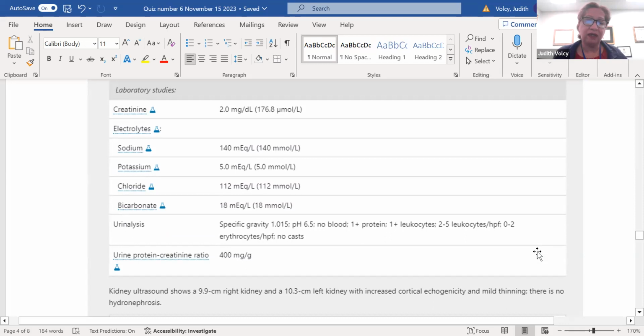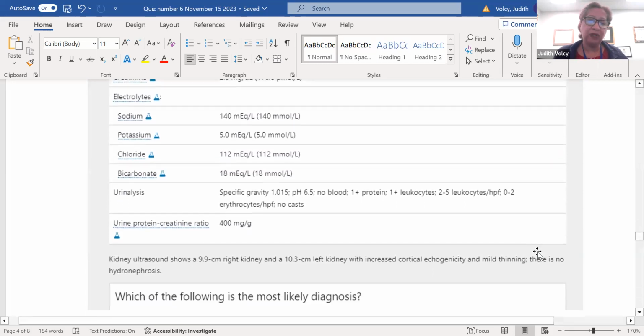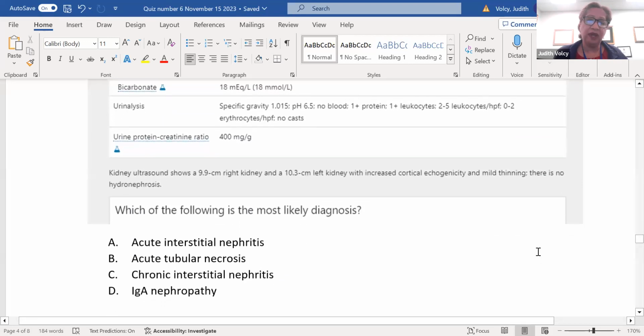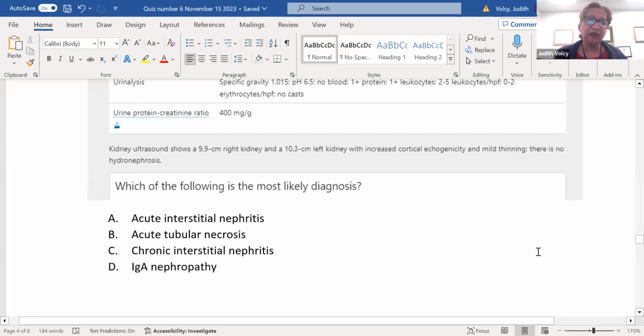Urinalysis, he has 1 plus protein, 1 plus leukocytes, 2 to 5 leukocytes, and no erythrocytes or casts. He has 400 milligrams of protein. Ultrasound, 9.9 centimeter right kidney, 10.3 centimeter left kidney, with increased cortical echogenicity, mild thinning, no hydronephrosis.